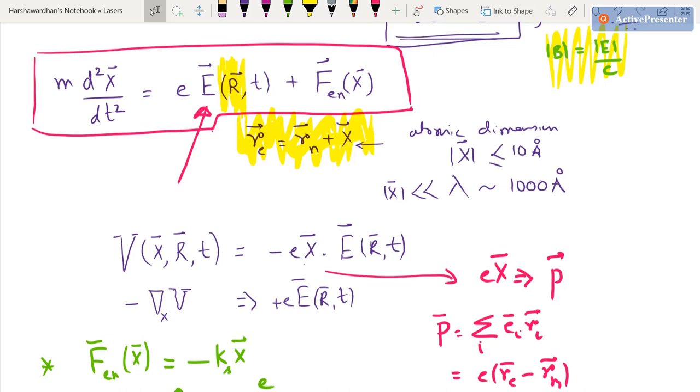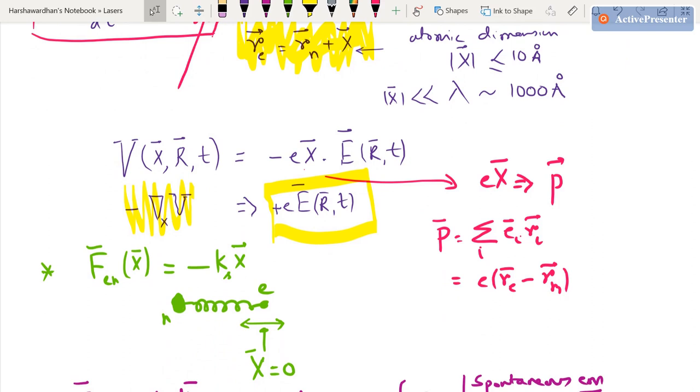Remember, the minus e times X will give me the dipole moment associated with the atom, dotted with the electric field. So you can see that when you take the gradient with respect to the coordinate X, the relative coordinate, minus the gradient of the potential will actually give you the force that we have been looking at. So that is important to note, that indeed one can write this as arising out of a potential. Now the potential in general is a function of the relative position as well as center of mass position and time. This definition of the potential is self-consistent with the appropriate electromagnetic force that has been exerted on the atom.